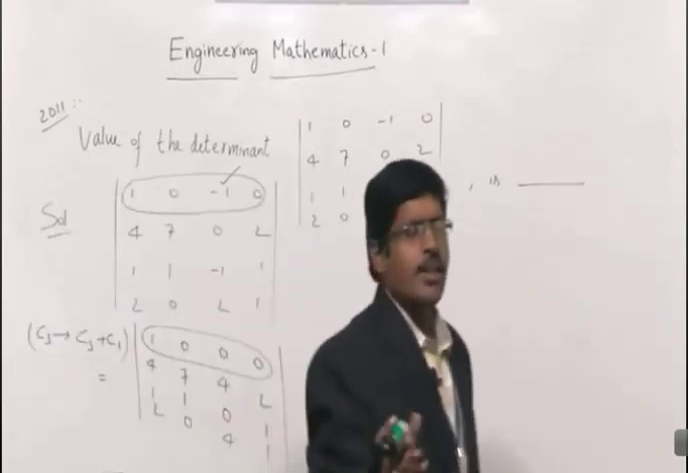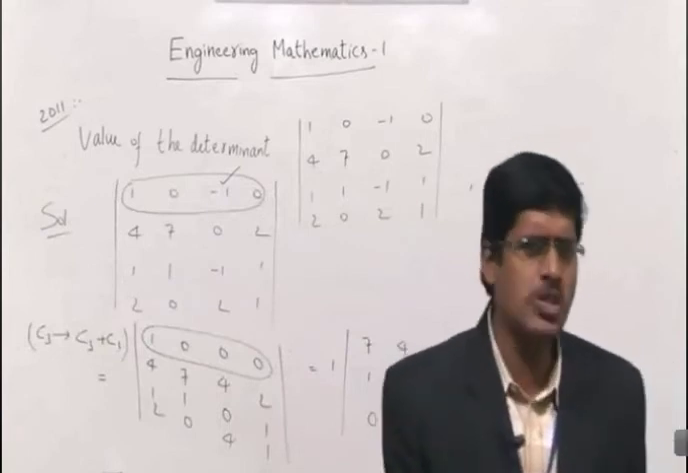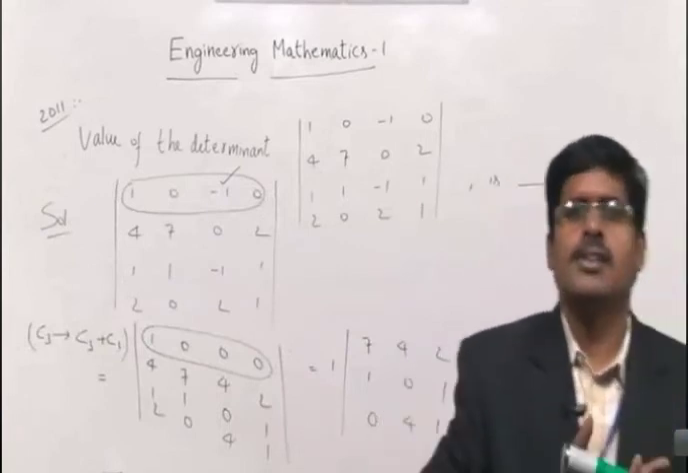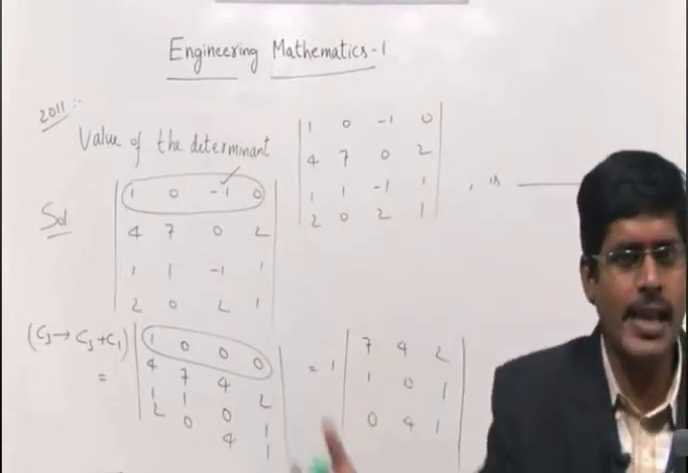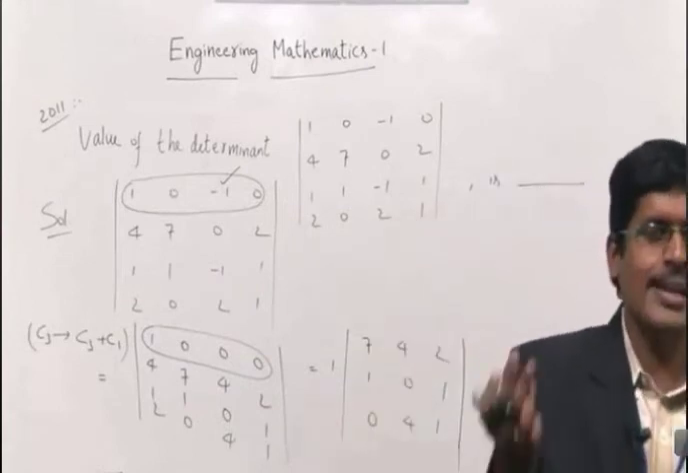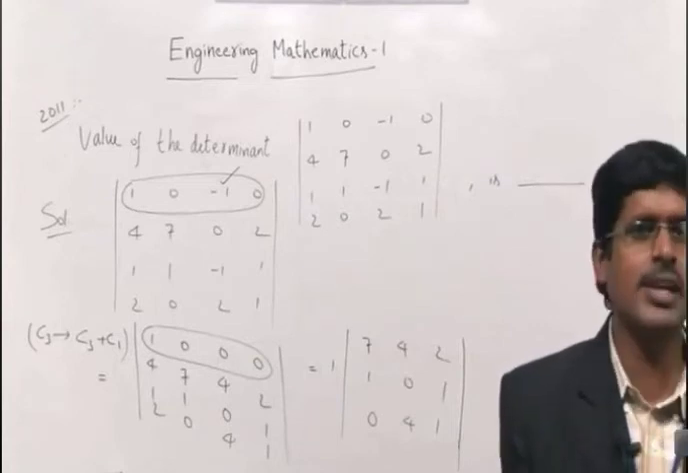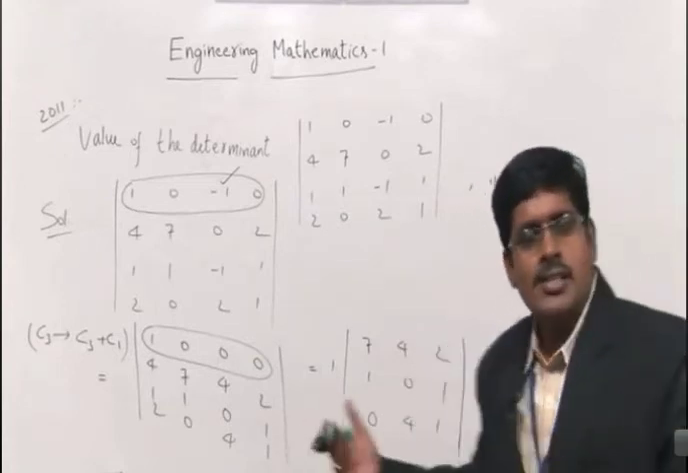So that means every element is multiplied by its cofactor and then added. What is a cofactor? Minus 1 raised to i plus j into the minor. What is a minor? Delete the row and column where the element is located. The remaining elements form a submatrix. The determinant of the submatrix is called the minor of that element.